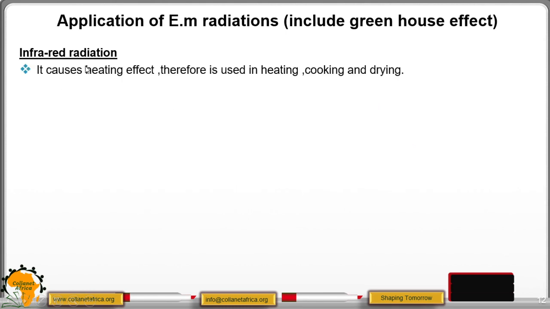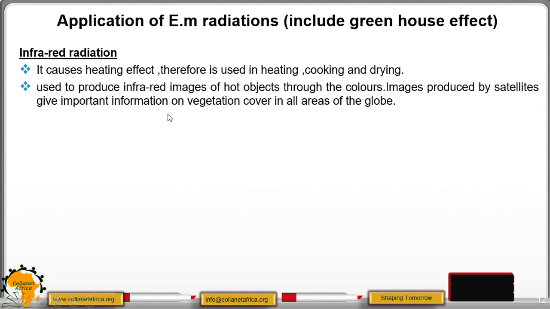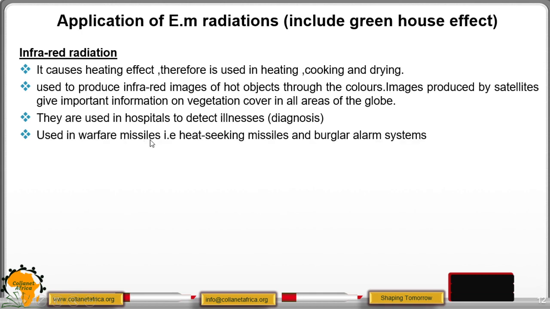From there, we have infrared. This has a heating effect, and therefore it can be used in heating, cooking, and drying. They are also used to form infrared images of hot objects through colors. These images produced by satellites give important information on vegetation cover in a given area. They are also used in hospitals to detect illness. In warfare, we have the heat-seeking missiles and the burglar alarm system. Also, they are used in greenhouses, and they help the plants to grow.